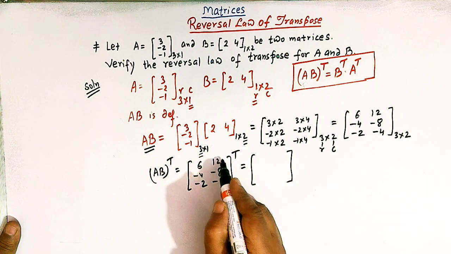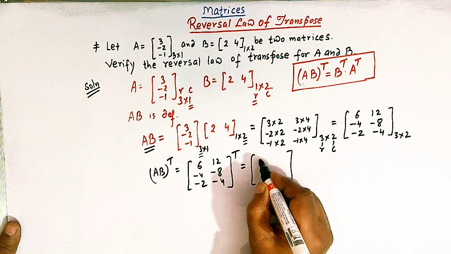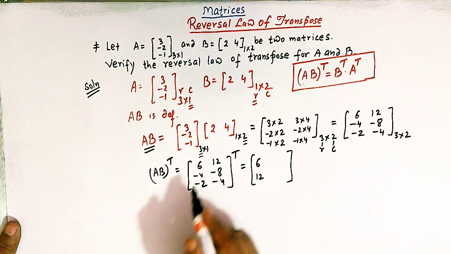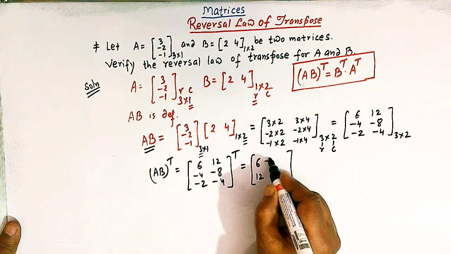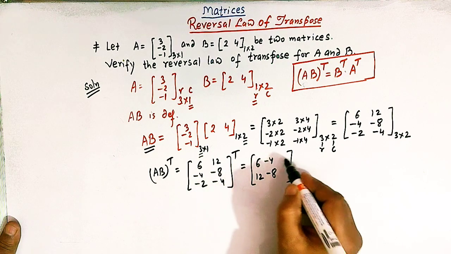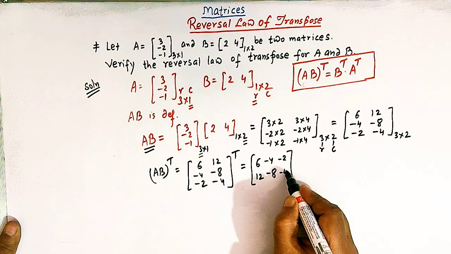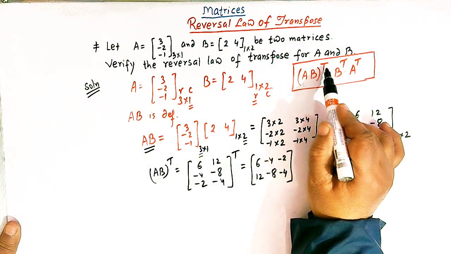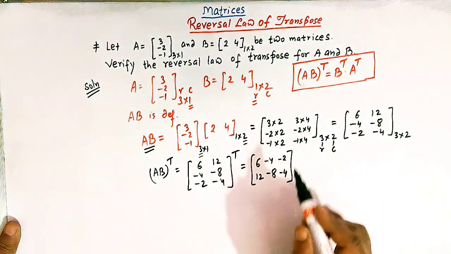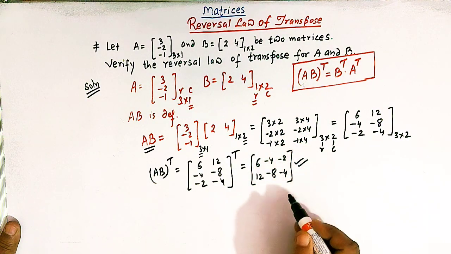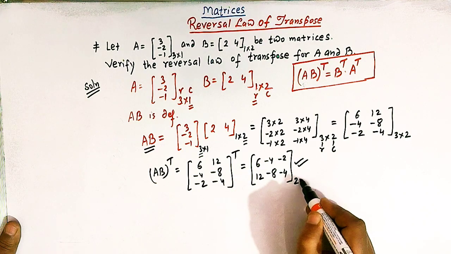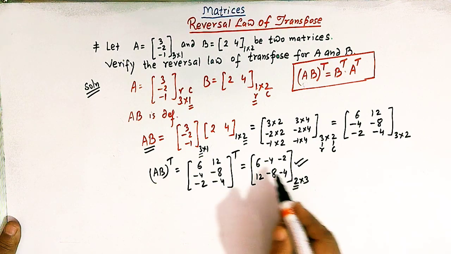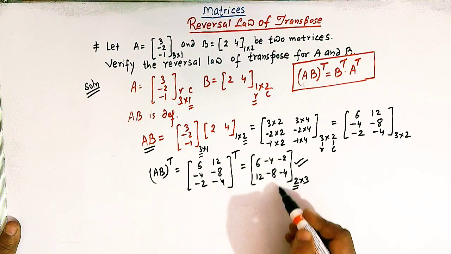So here we have 6, 12 as the first row. So now in the transpose matrix, it will become the first column. So we have 6, 12, then we have minus 4, minus 8, then we have minus 2 and minus 4, right? So here the left hand side, that is the transpose of the product AB, is now given by this matrix, and this matrix is 2 cross 3. That is, the order is 2 cross 3. So we have 2 rows and 3 columns.